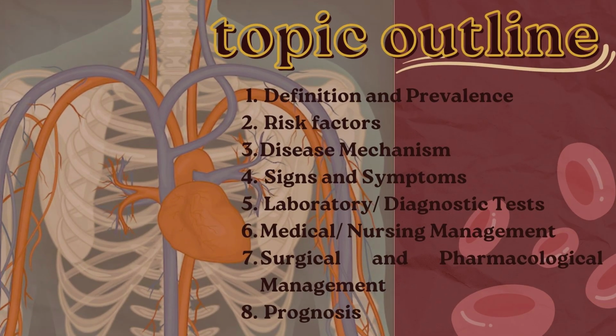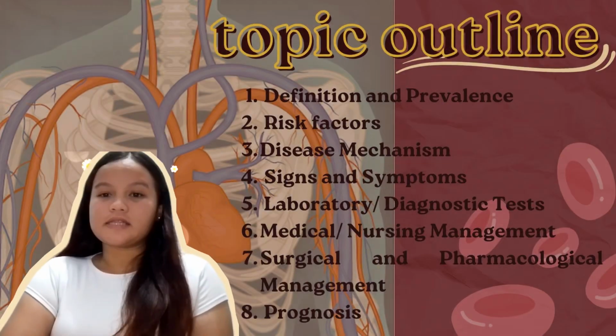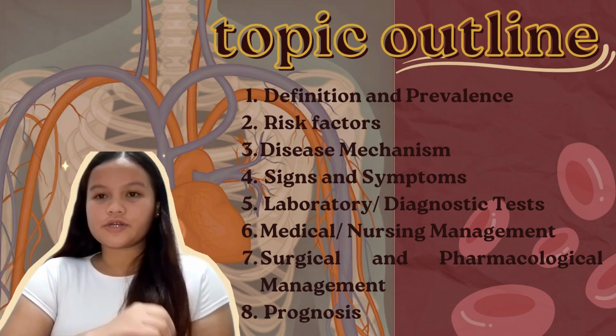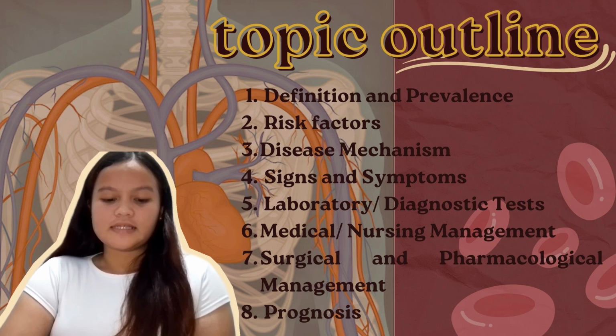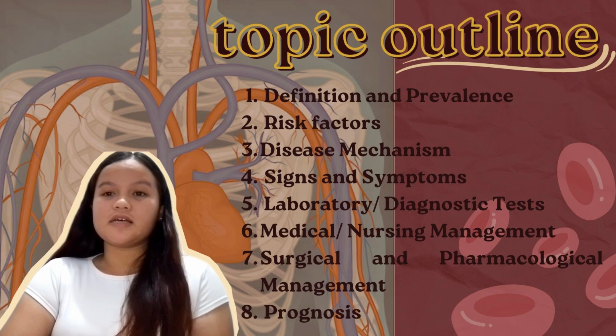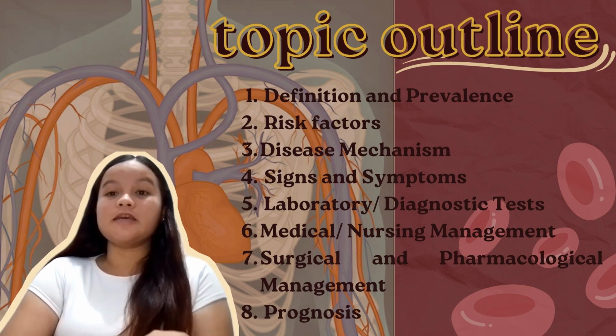Today, we will be discussing ischemic cardiomyopathy, a serious and often debilitating condition that arises when the heart muscle becomes weakened due to insufficient blood flow. In this presentation, we will explore its definition, prevalence, risk factors, signs and symptoms, diagnostic methods, and most especially the available treatment options. The topic outline are the definition, prevalence, risk factors, disease mechanism, signs and symptoms, laboratory and diagnostic tests, medical and nursing management, surgical and pharmacological management, and then lastly the prognosis.